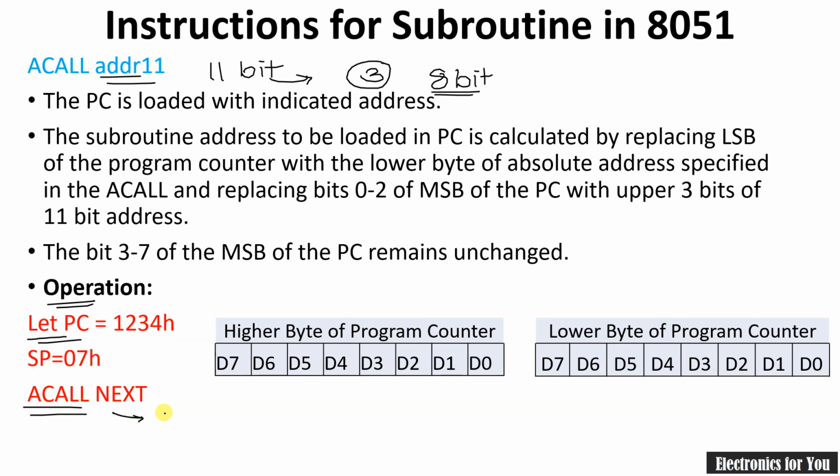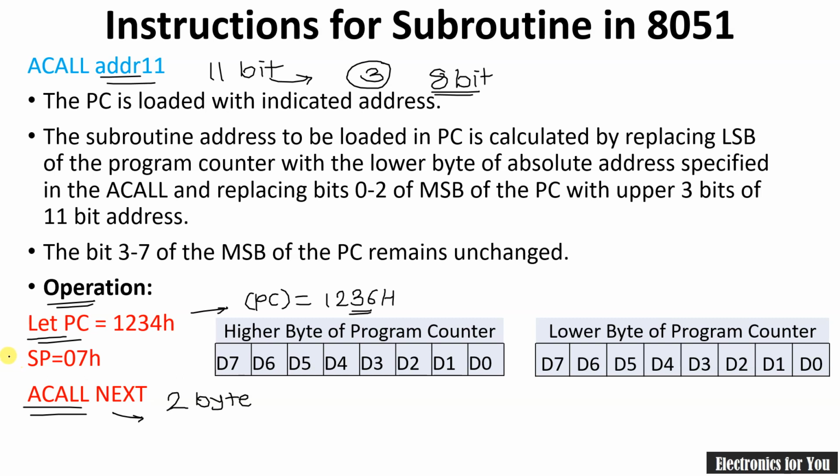The ACALL instruction is a 2-byte instruction. Note here that the LCALL instruction was 3 bytes, whereas the ACALL instruction is only 2 bytes. This 2-byte instruction will increase the program counter by 2 only, and therefore the program counter will be modified to the new value, that is 1236H here. Now this 1236H is to be stored onto the stack.